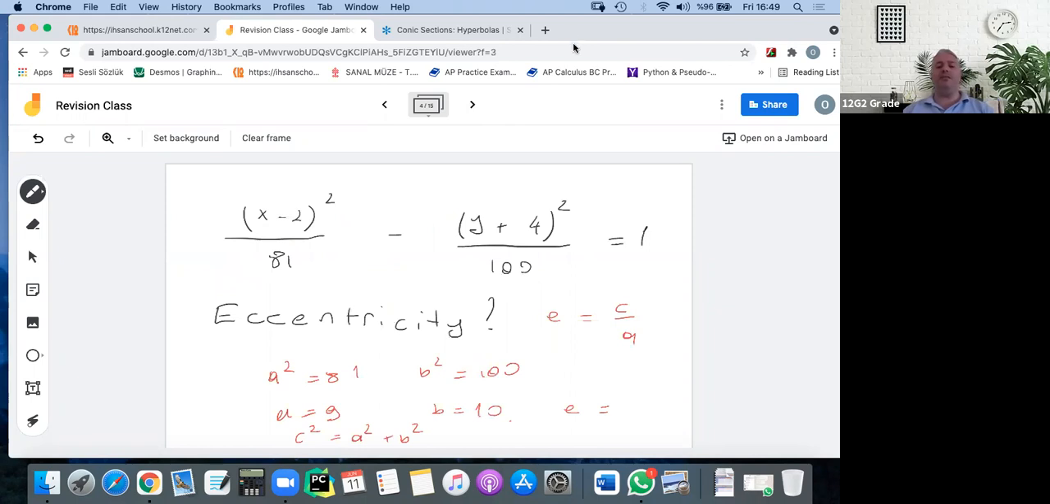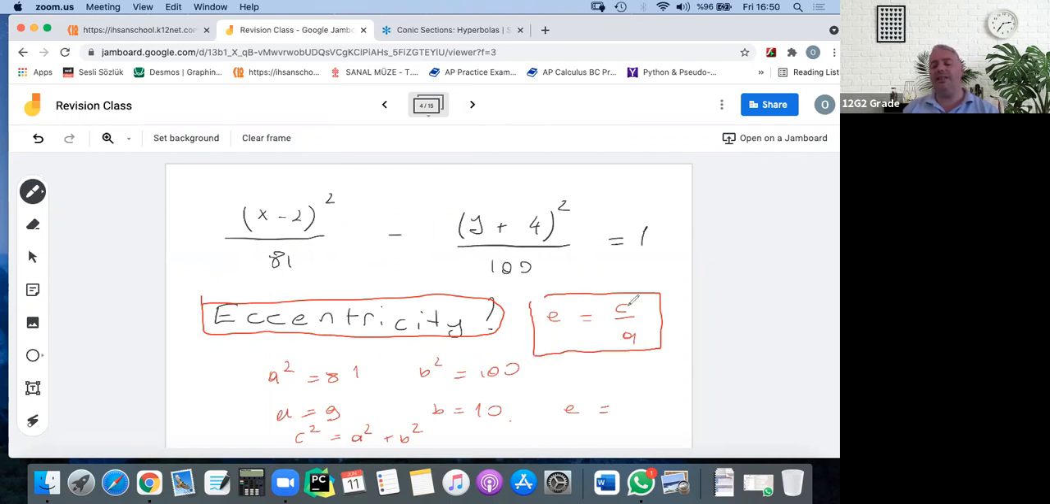Okay, now let's talk about eccentricity. So there will be one question. It says find the eccentricity of the given conic section. So whenever we have an eccentricity question, E, which is eccentricity, is equal to C over A. It's the common formula, even for the hyperbola, even for the ellipse. This is the hard formula: E is equal to C over A. The question is to find E. In order to find E, I should find what C is and what A is.